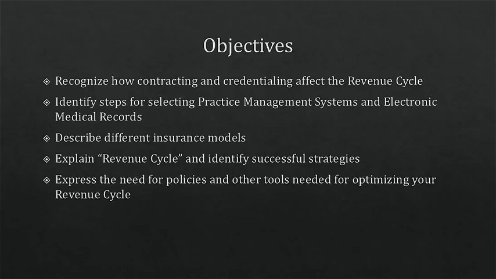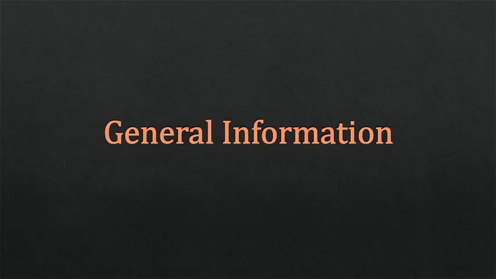Our objectives for today's session will be to recognize how contracting and credentialing affect the revenue cycle, identify steps for selecting practice management systems and electronic medical records, describe different insurance models, explain the revenue cycle, and identify successful strategies, and express the need for policies and other tools needed for optimizing your revenue cycle. First, let's talk about some general information that will apply to all aspects of the revenue cycle.